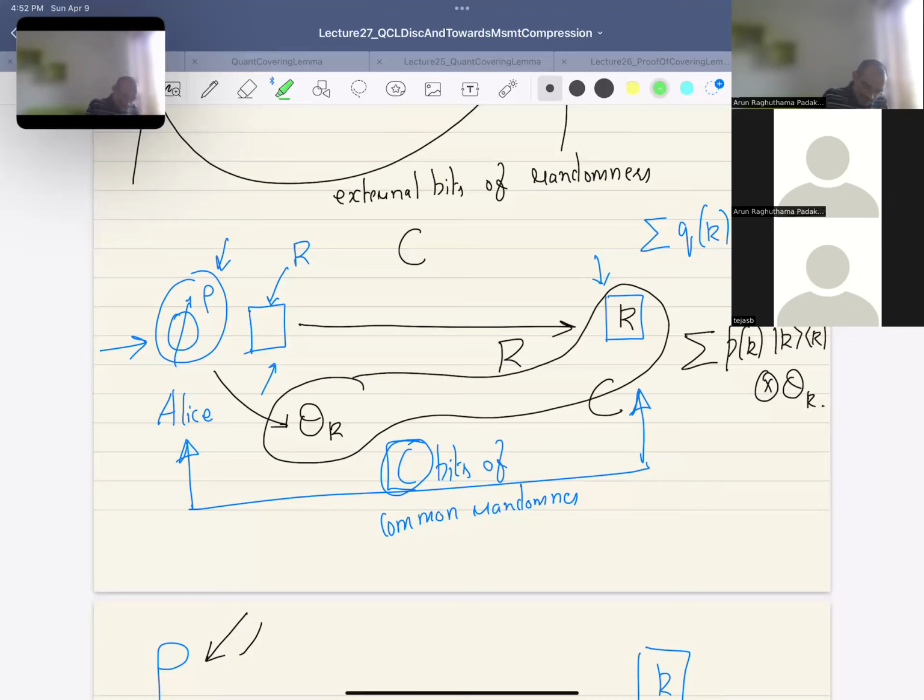Now, if I can use that external C to somehow reduce my R, that means really the information content is not H of p_k, it is lesser than H of p_k, because whatever is required to simulate the outcome can be sourced from something that's completely independent of the state. That's the idea.